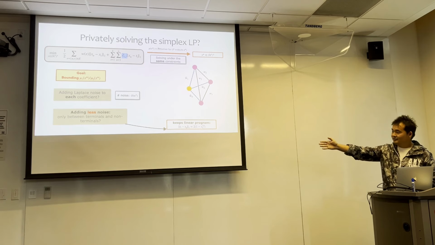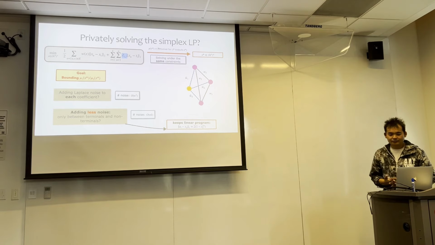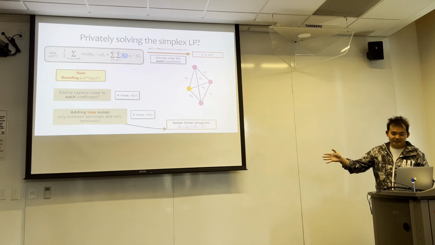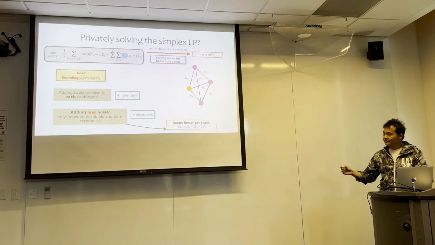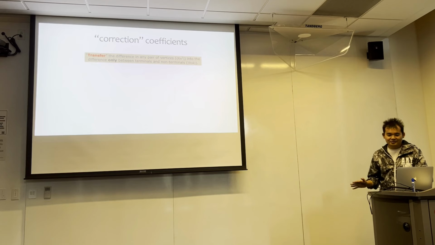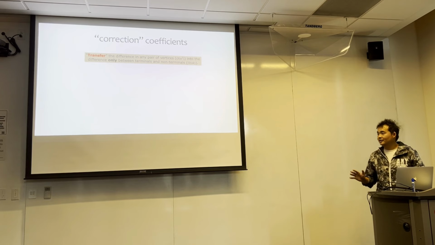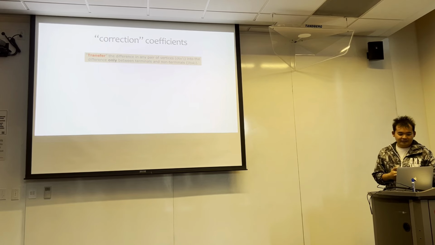So it's very interesting to think about this question: can I only add noise between terminals and non-terminals? Another benefit is that if you add noise in that way, the total number of noise terms is just nk, which looks good enough. So is adding noise only between terminals and non-terminals good enough for privacy? Next I'm going to show that the answer is yes, it is private, even though we do not perturb everything.